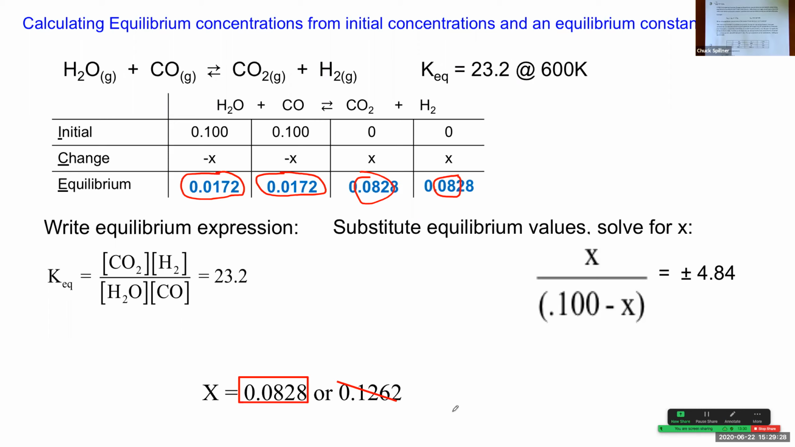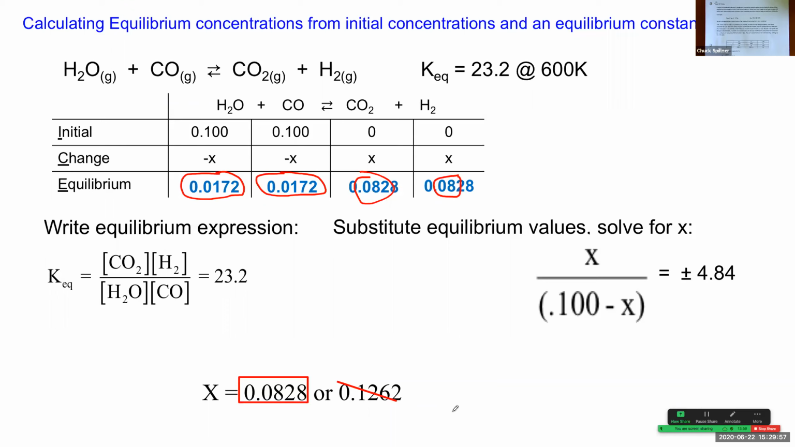And does that make sense? Let's see. We said K is 23. It means this reaction favors product. And so if we look at the concentrations of the products compared to the reactants, indeed, there is more product than reactant. So that looks good. So just qualitatively, a quick glance at our final numbers, they look okay according to what the equilibrium constant is.